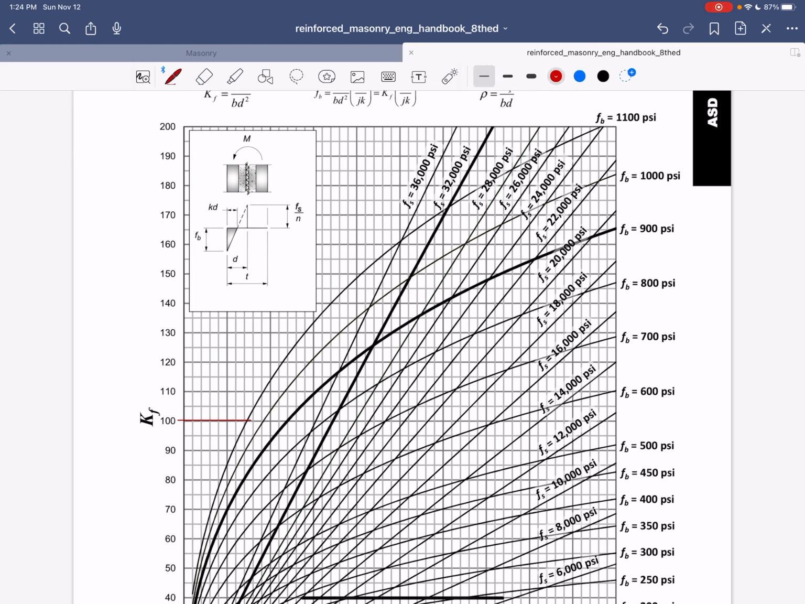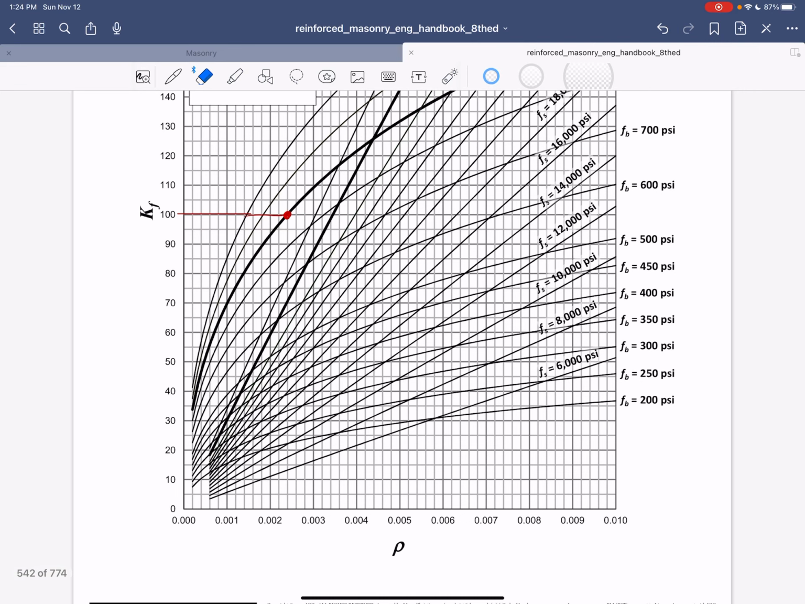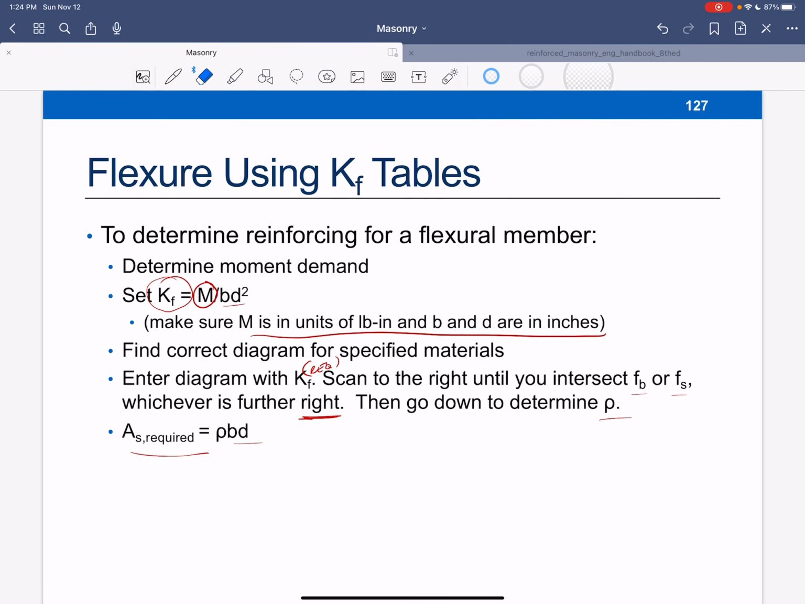Okay, so let's say this is the F sub B I want, and here's the F sub S. So here's the further right one. And you'd have to look at these particular values. We'll do that in the example. Then I go down and there is my rho value. That would give me rho, and now I can calculate how much steel I need. I'm going to go ahead and erase this because we may want to use this table again. And once I have that rho value, I can calculate the steel.